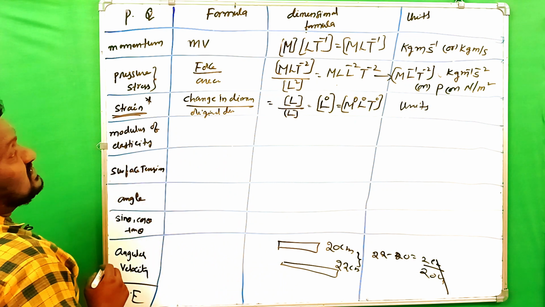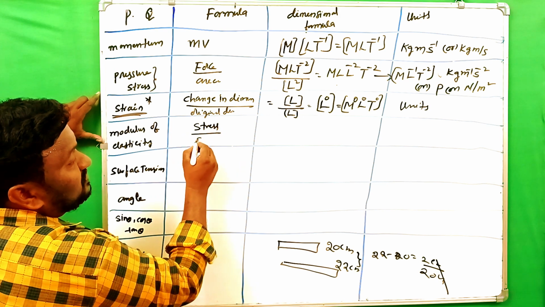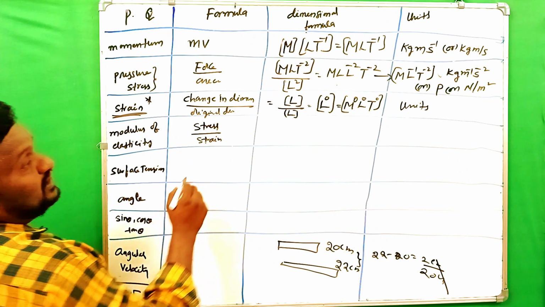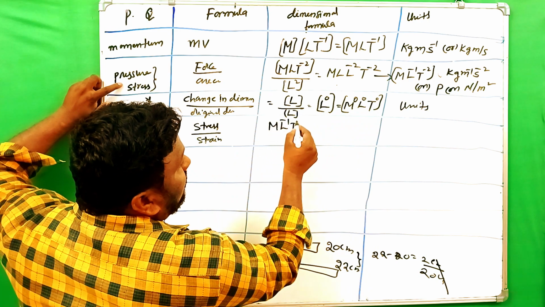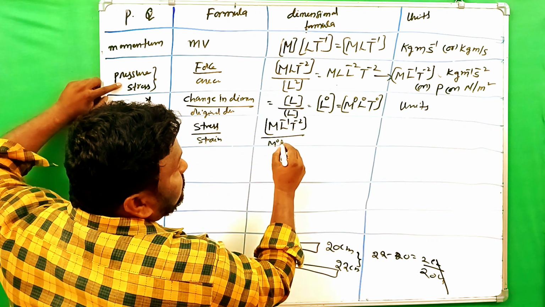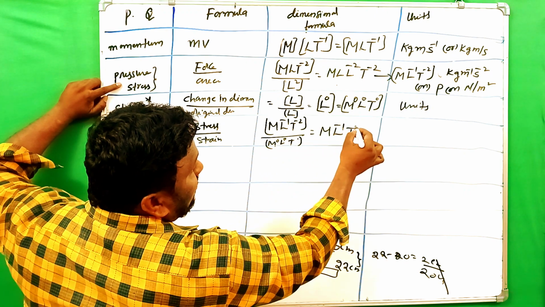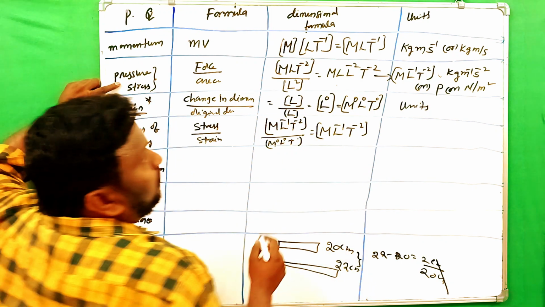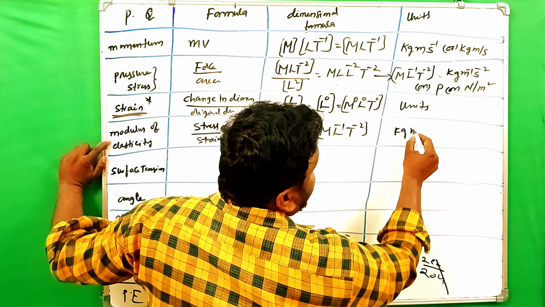And modulus of elasticity. Modulus of elasticity formula is stress by strain. So what is stress here? Dimension formula is what? Stress, this we discussed. M L inverse 1 and T inverse 2 by strain. There is no dimension formula for strain, M to power of 0, L to power of 0, T to power of 0. That means what? Again we will get the same thing, M L inverse 1, T inverse 2. Clear? So that also has the same units of pressure.